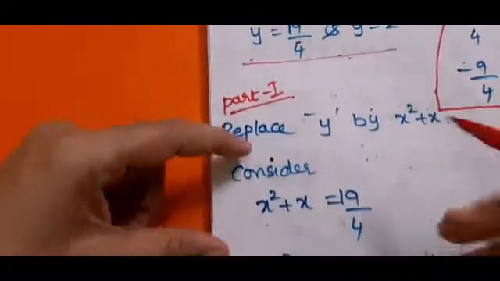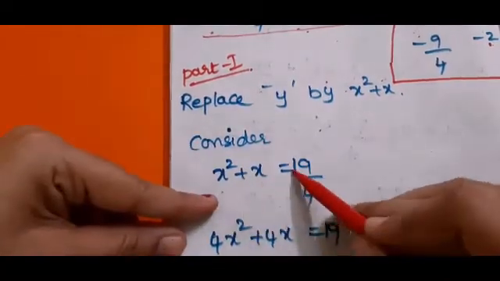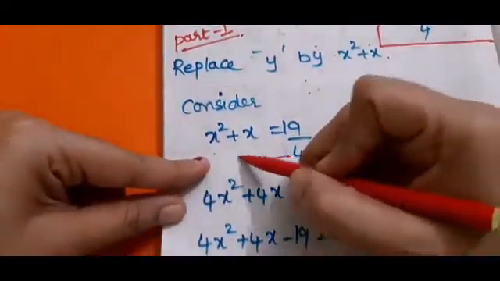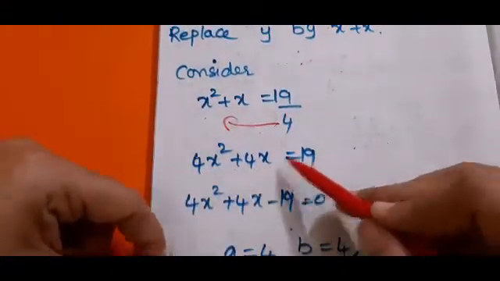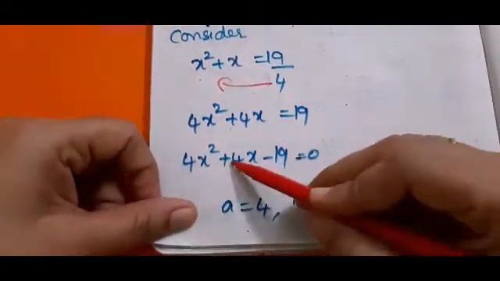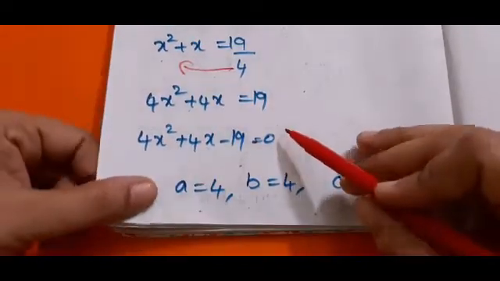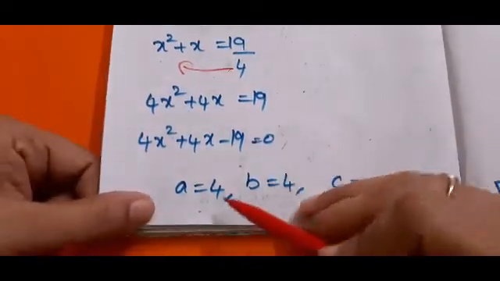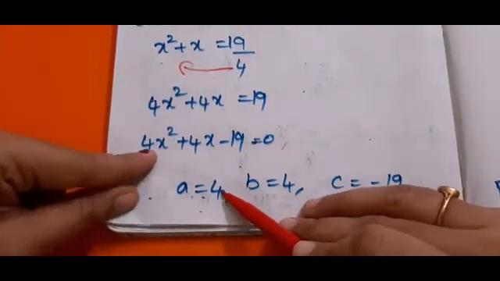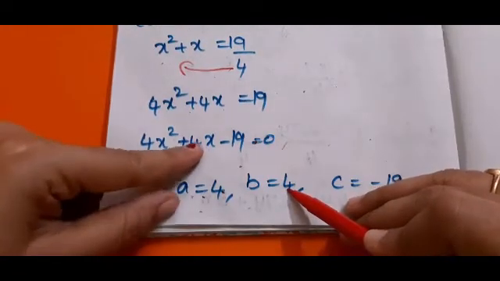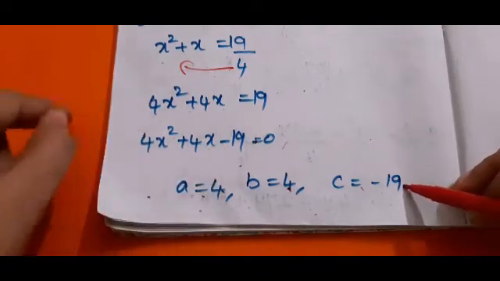So, now first part, replace y by x square plus x. That is x square plus x is equal to 19 by 4. I can multiply by 4 here. So, 4x square plus 4x is equal to 19. So, 4x square plus 4x minus 19 is equal to 0. This cannot be factorized by factorization method, so I can use the formula method. A is equal to 4, the coefficient of x square, b is equal to again 4, the coefficient of x, and c is equal to minus 19, the constant term of the quadratic equation.